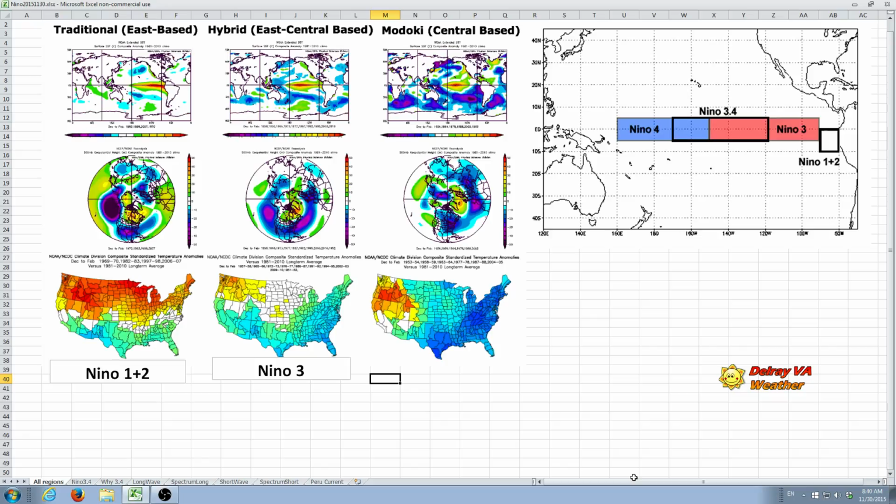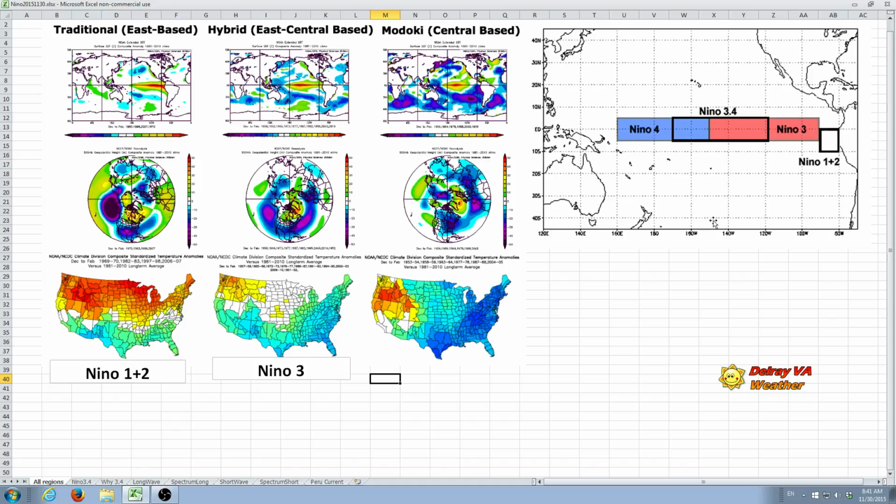what they might mean. Okay, what you see up on the screen is a graphic I've shown before in other videos. It shows the different regions of the equatorial Pacific and their El Nino designations. Basically, there are essentially four El Nino regions. We have Nino 1+2, Nino 3, Nino 3.4, and Nino 4.